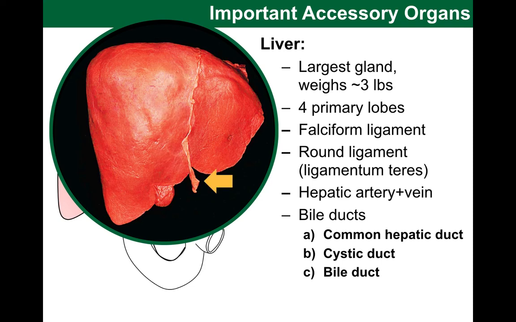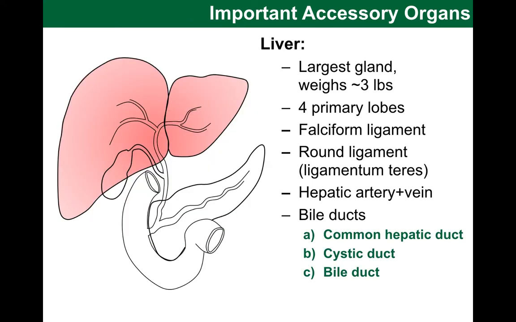The round ligament, in turn, is a remnant of the fetal umbilical vein and runs along the free edge of the falciform ligament. What I want us to focus on, though, is the bile ducts. After all, production of bile is the main digestive function of the liver. So let's have a look at those. The common hepatic duct runs from the liver. The cystic duct goes to and from the gallbladder. And finally, the bile duct is formed by the union of the common hepatic and cystic ducts.